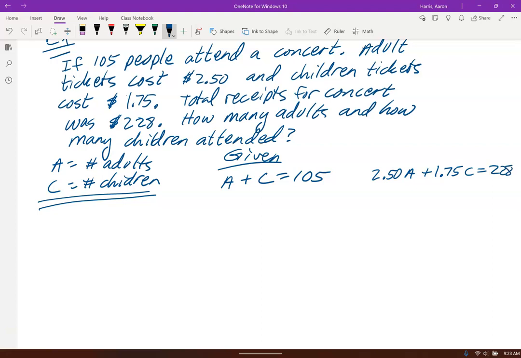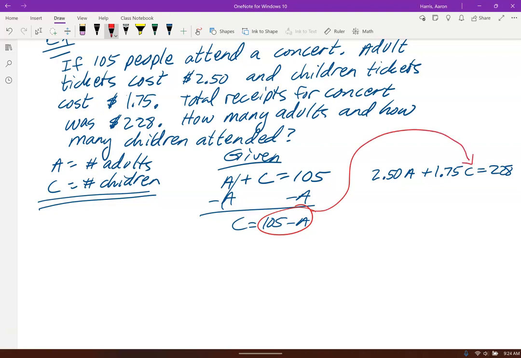Total sales. So what we're going to do is we're going to do substitution again. I'm going to go ahead and solve for the children on this first one. So let me subtract A on both sides. So children is 105 minus A. So I can plug this in for C right there. And we can solve that. 2.50A plus 1.75 times the children, which is 105 minus A. And now we just got to solve this.